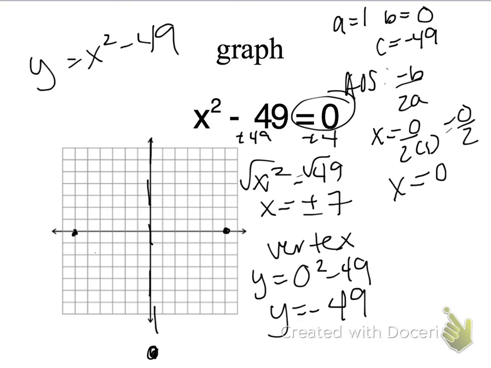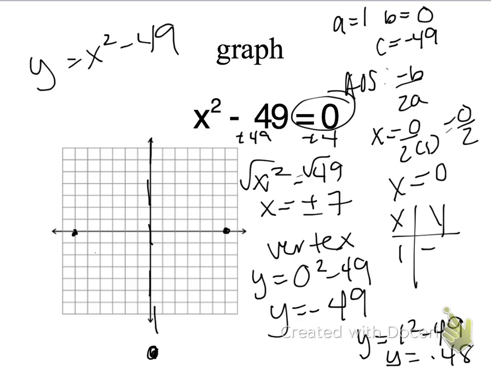Okay, my next step would then be to find the y-intercept. But I already found my y-intercept because that sits on my y-axis, so I don't need to do that. Okay, I have 3 points, I need 5, so I'm going to make a t-chart. Looks like I can plug 1 in and see what I get. So I'd get 1 squared minus 49. So y equals 1 minus 49, which is negative 48. So my point's going to be at 1, negative 48. Okay, if I'm 1 away from my dashed line, I go 1 away on the opposite side of my dashed line.